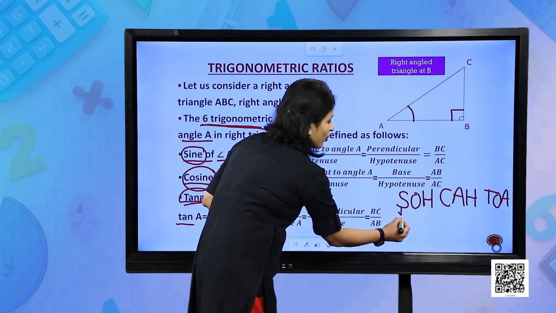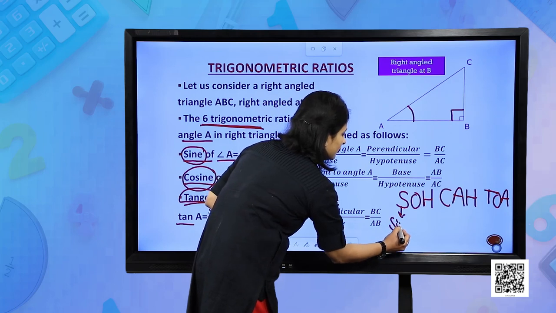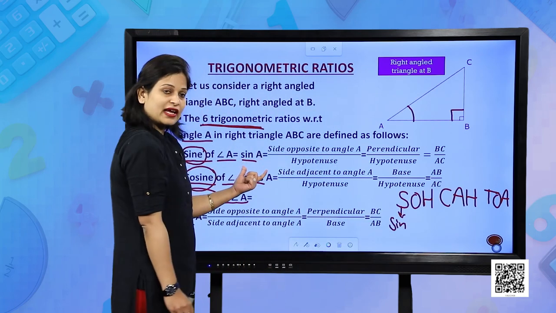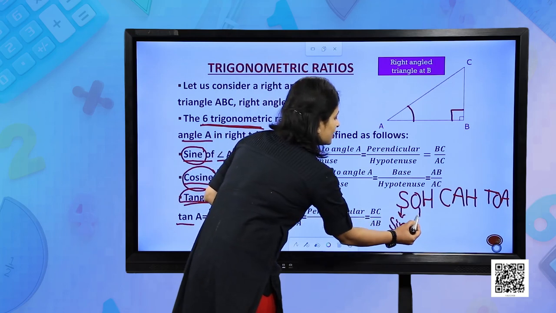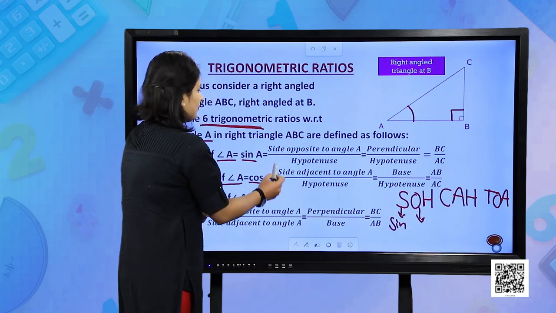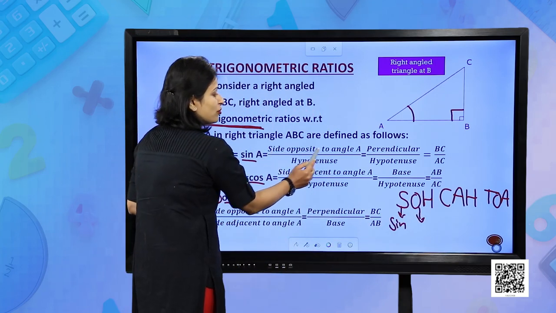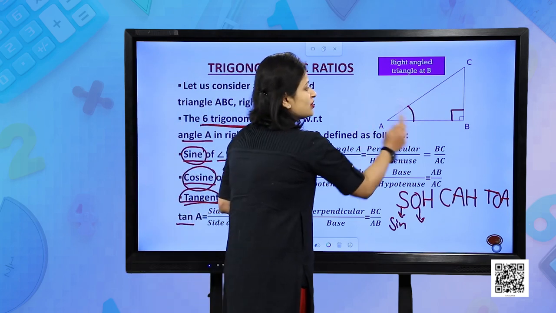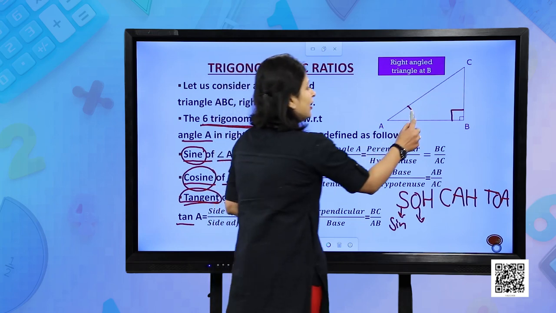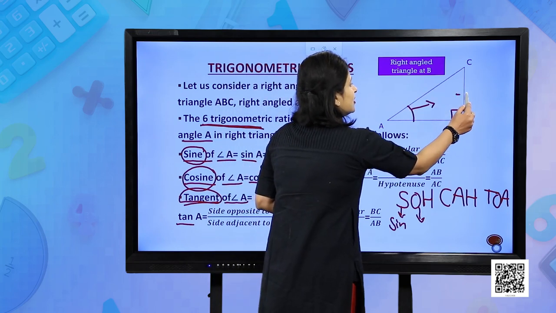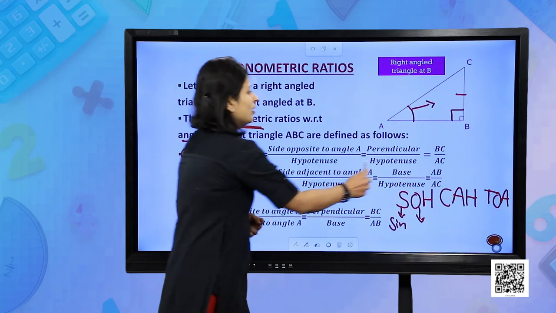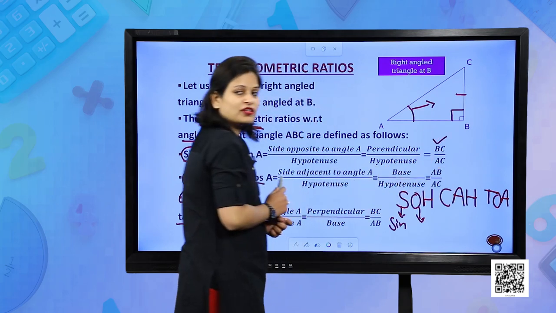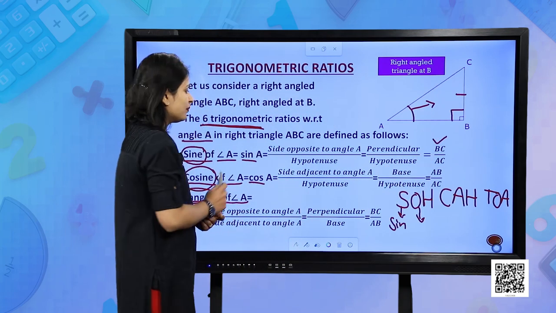Here, S stands for sine. See the definition of sine. O stands for opposite side, so the side opposite to angle A. What is the side in this triangle opposite to angle A? This is BC. So, I have written BC in the numerator.